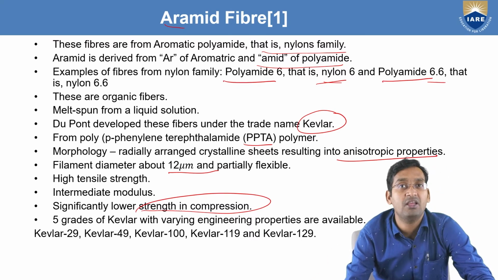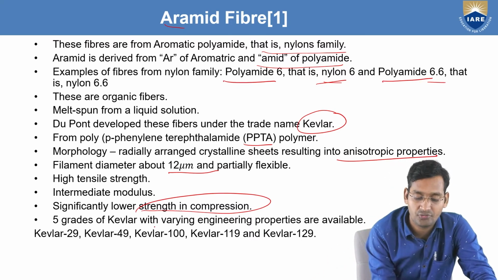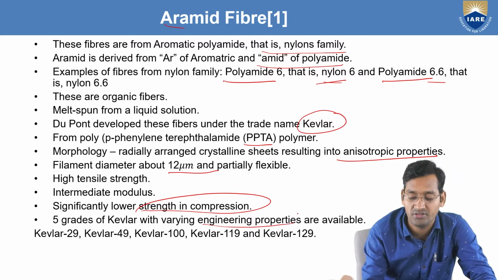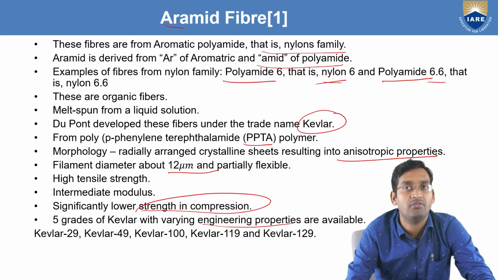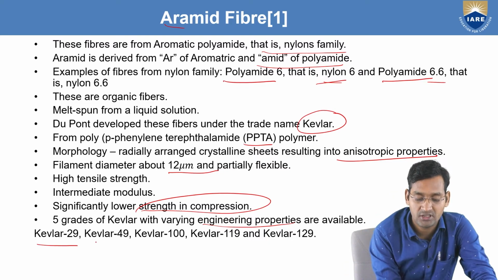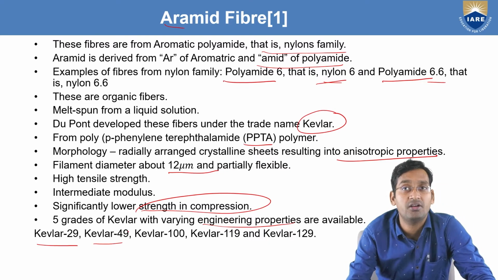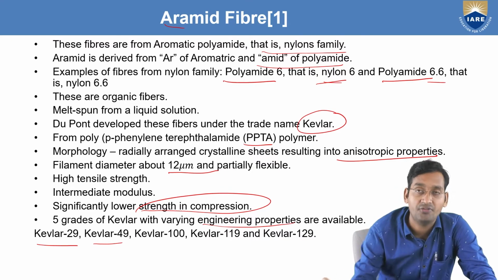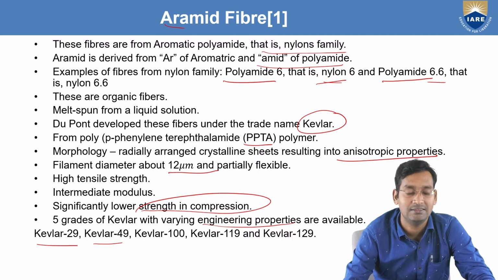There are 5 types of Kevlar. Five grades of Kevlar with varying engineering properties are available. Till date, 5 Kevlars are there. Their names are Kevlar 29, Kevlar 49, Kevlar 100, Kevlar 119, and Kevlar 129. So these are the 5 different types of Kevlar available.